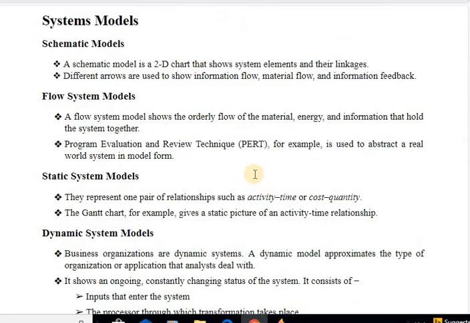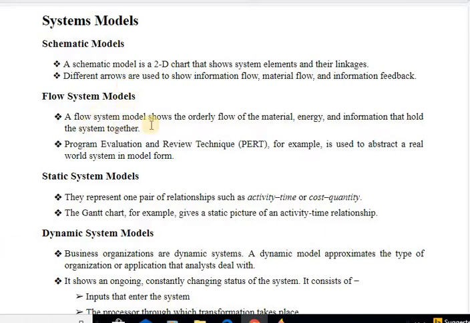So next are the system models. We have schematic models, flow system models, and static system models. Let us see them individually. A schematic model is basically a 2D chart that shows the system elements and their linkage, and different arrows are used to show the information flow. This is similar to the data flow diagram, as we are going to study deeply in the incoming videos also. So a schematic model shows representation in terms of diagrams or flow charts.